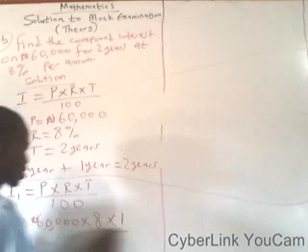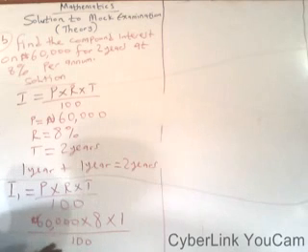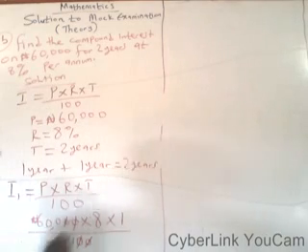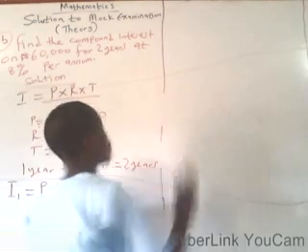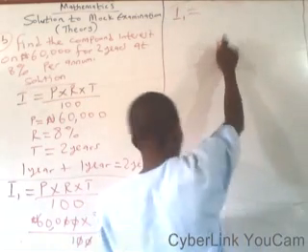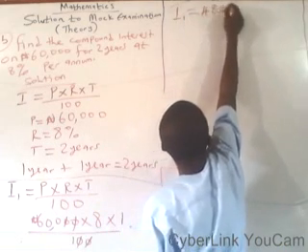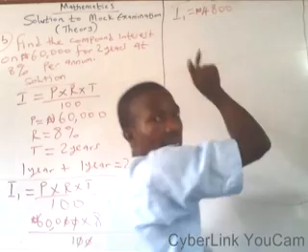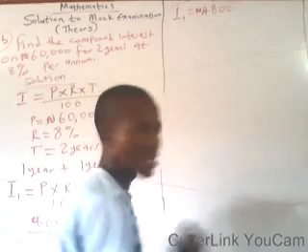60,000 times 8 times 1 all over 100. If you calculate this very well, we cancel the zeros and you are going to arrive at our I1, that is 4,800 naira. That is the interest for the first year.